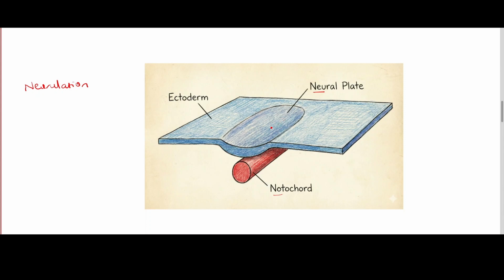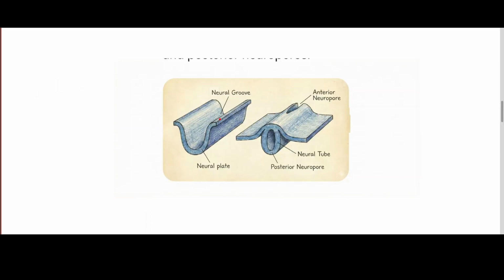Okay, so let's look at another structure to show it clearly. Now look at this structure. We have the neural plate, and we have this depression in the neural plate, and it's called the neural groove. So these are the changes that occur in the neural plate. We have a depression in the center portion of the neural plate, and it forms the neural groove.